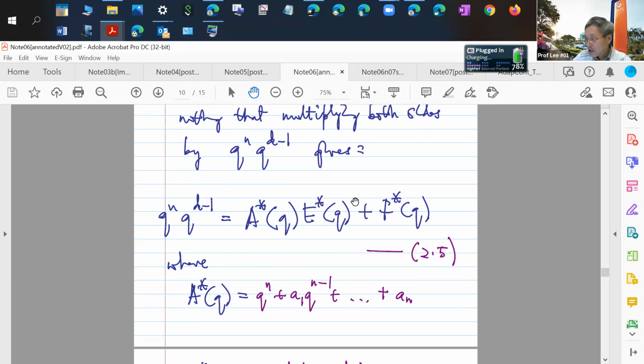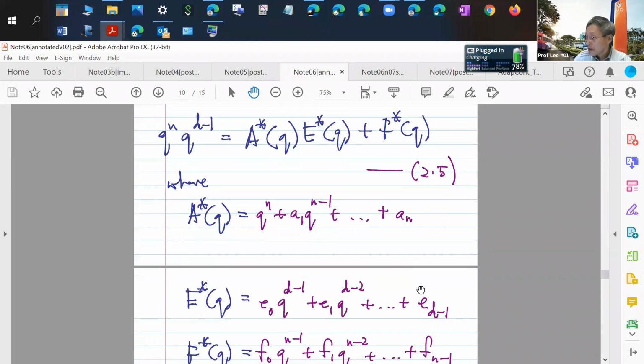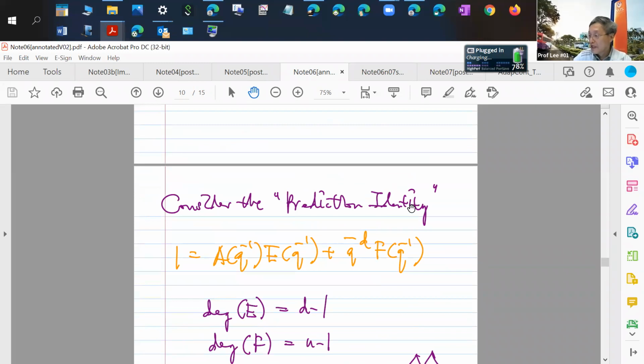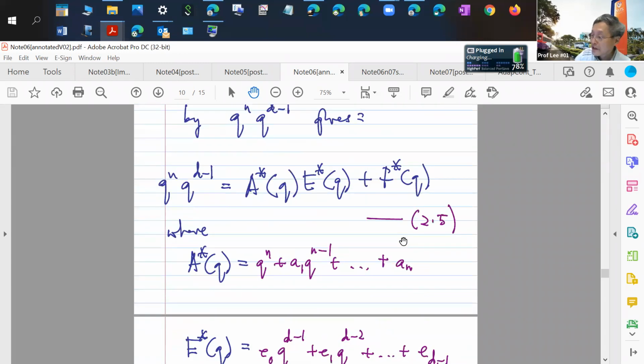Of course, this divisor of degree n, the quotient will be of degree d minus 1. And the remainder, of course, will be of degree n minus 1 and be like this. And you can go back and see that once you've done that, this basically proves the so-called Bezout or Diophantine identity for you, even in discrete time.